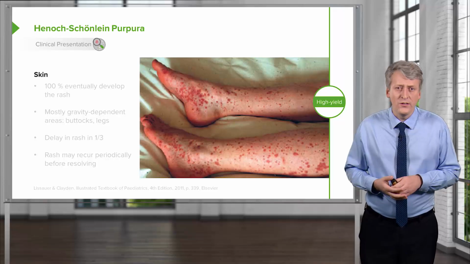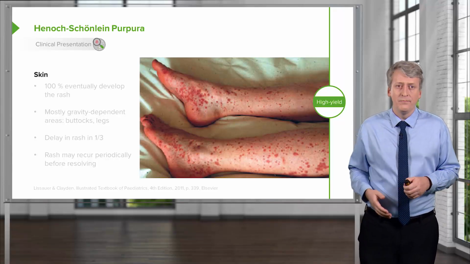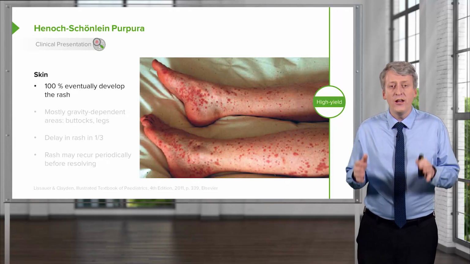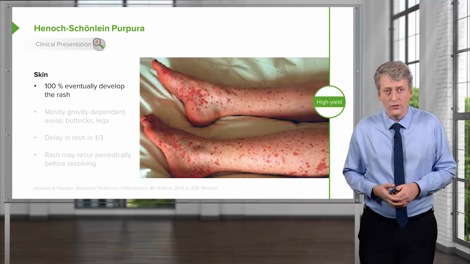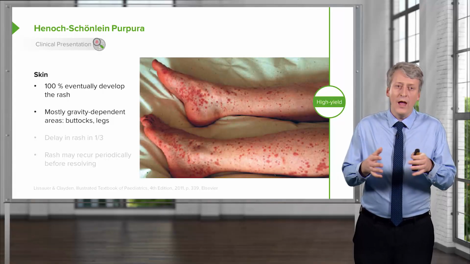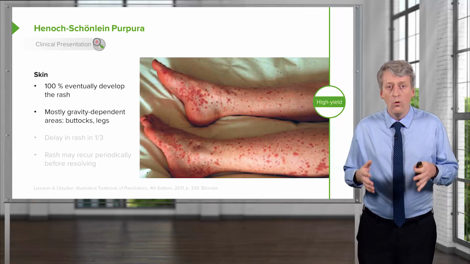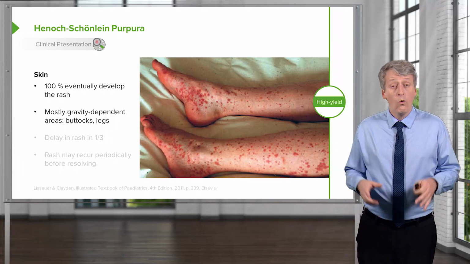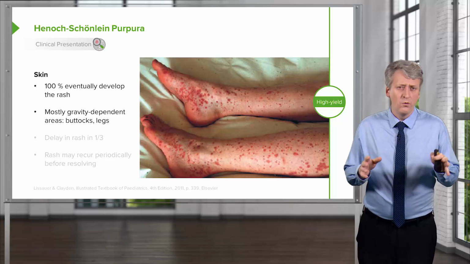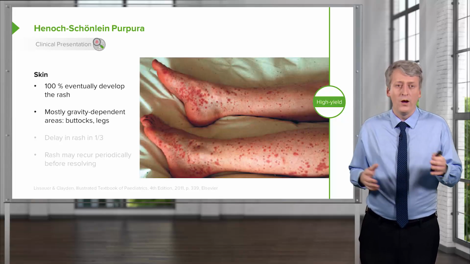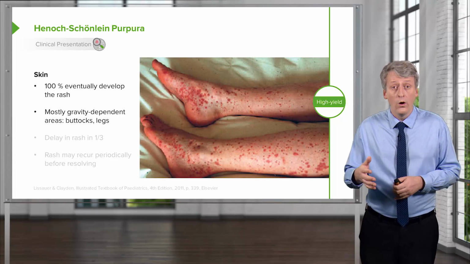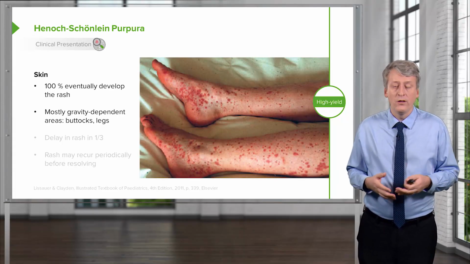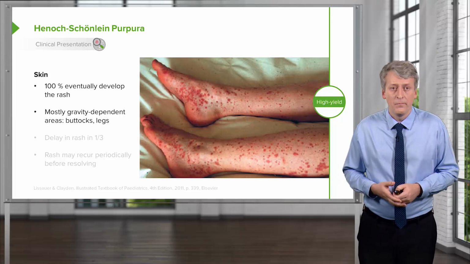So let's go through these symptoms. The first is the skin. 100% of children with HSP are eventually going to develop this rash. It's mostly in gravity-dependent areas. So it may occur in the legs or the buttocks region because they're sitting, or in very young children who usually don't get this disease, it may be somewhere else that's gravity-dependent. Or in a patient with, say, cerebral palsy who's wheelchair-bound, its distribution may be different.